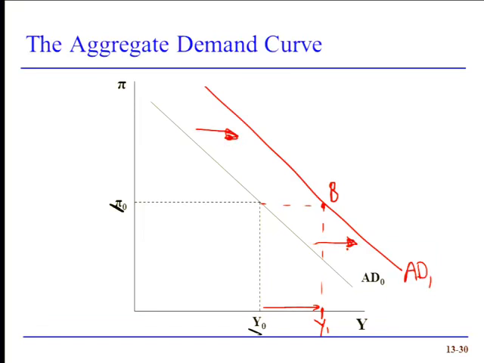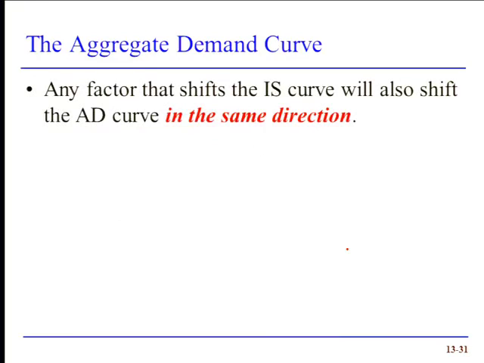So this leads us then to a really, really simple rule of thumb. Any factor that causes the IS curve to shift to the right will also cause the aggregate demand curve to shift to the right. The IS curve and the aggregate demand curve shift in the same direction when the movement is from the IS curve to the aggregate demand curve. So changes in the IS curve will also tell us exactly what kind of change to expect in the aggregate demand curve. Shift the IS curve to the right, you will shift the aggregate demand curve to the right in the same direction.